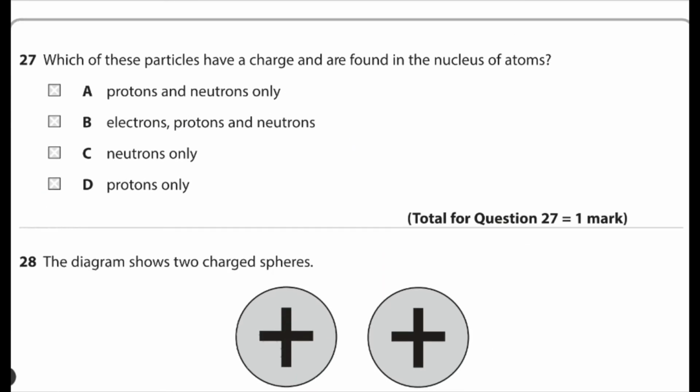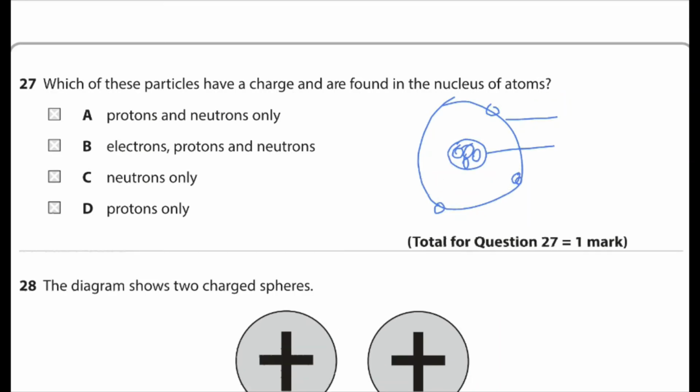27th question. Which of these particles have a charge and are found in the nucleus of an atom? We know that if you consider an atom, inside there is a nucleus and outside there are electrons. So electrons will be out here and inside there are protons and neutrons. It has to be a particle that has a charge. If it is having a charge, that has to be proton only, because proton has a positive charge.